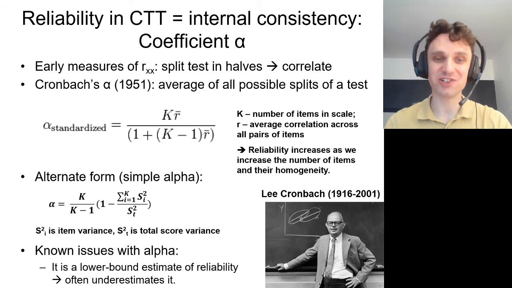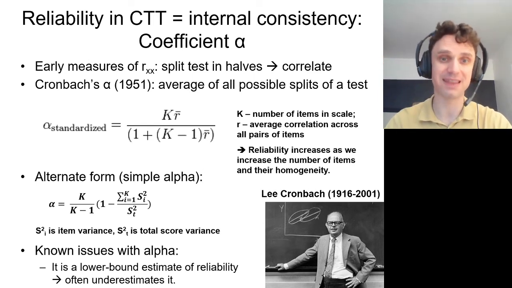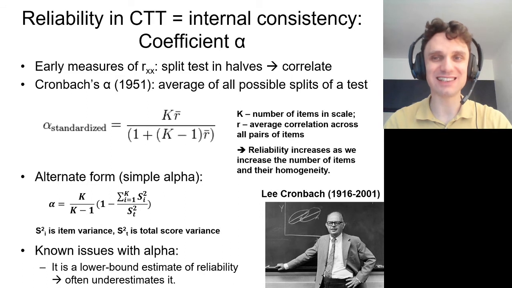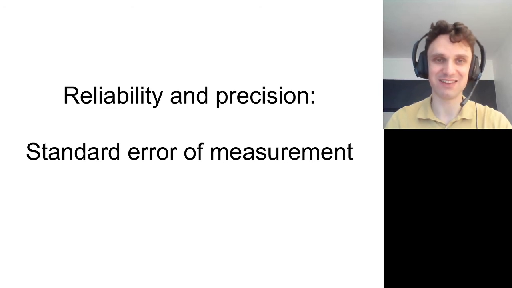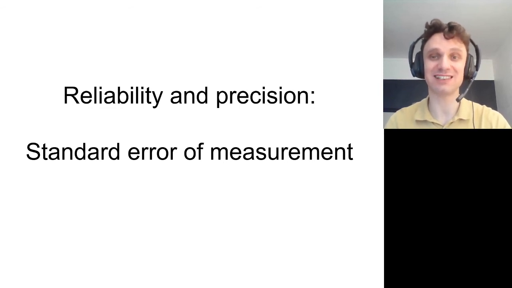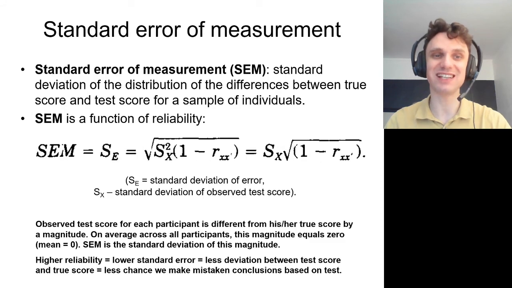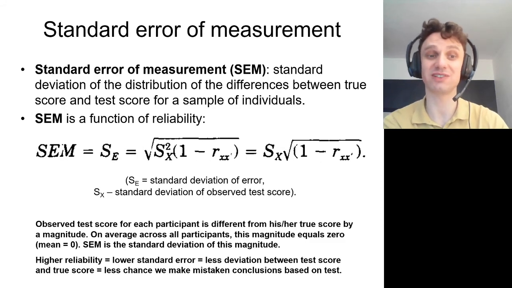There are, of course, some issues with alpha, because sometimes it tends to underestimate reliability, and rarely it may overestimate, but usually it's a lower bound estimate. So true reliability might be a little bit higher. And why is alpha so important? Because depending on alpha, the precision of our test changes. The higher our alpha, the more precise our test. And the precision of our test is quantified by this statistic, which is called standard error of measurement.